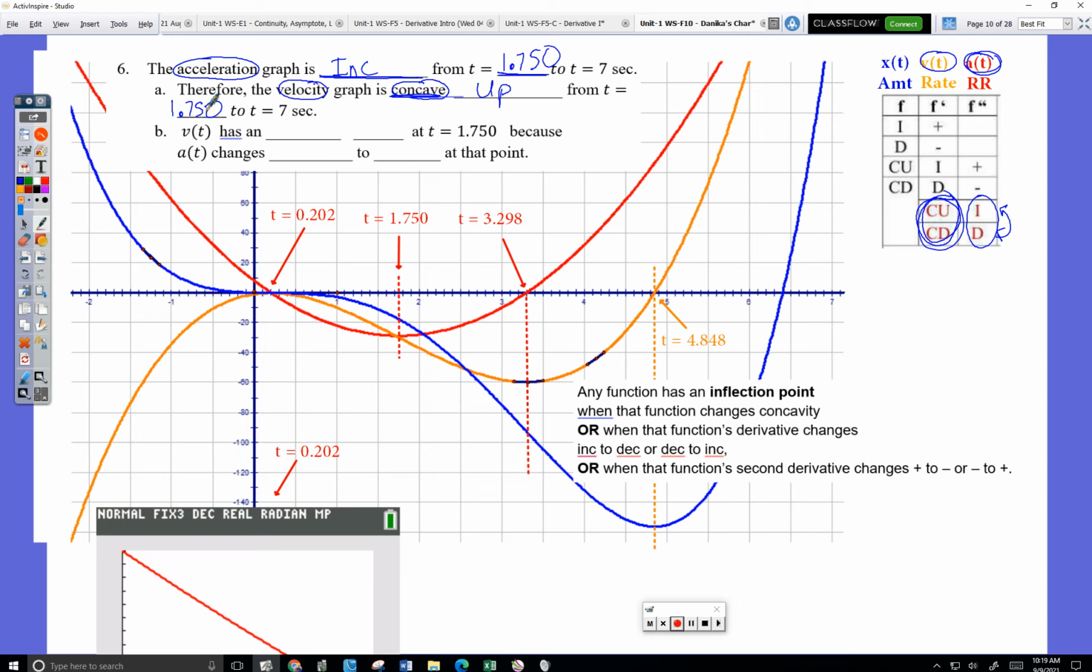All right, new definition. Again, memorize the definition on the sheet. Don't create your own definition. Any function has an inflection point when that function changes concavity. So the velocity is changing concavity at this time. Because the velocity is concave down, and then exactly at 1.750 seconds, the velocity switches to concave up.